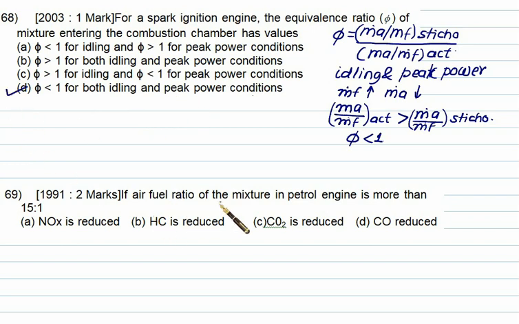If the air fuel ratio of the mixture in a petrol engine is more than 15:1, where 15:1 we consider the stoichiometric air fuel ratio, and we are using more, it means that we have excess air present. If excess air is present, then O2 will be present, but the hydrocarbon will completely burn, so choice B is wrong. CO will completely burn, and there is no chance of carbon monoxide being produced because excess oxygen is already present. In that case, the NOx quantity is going to reduce. Choice A is the correct choice.